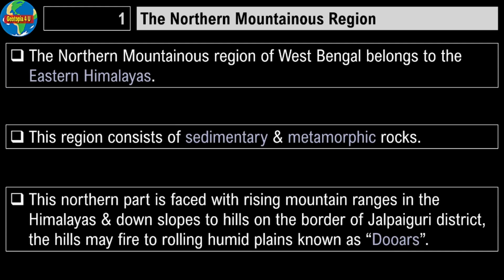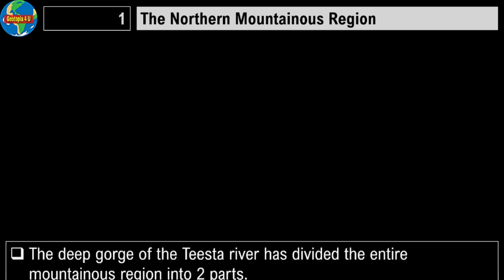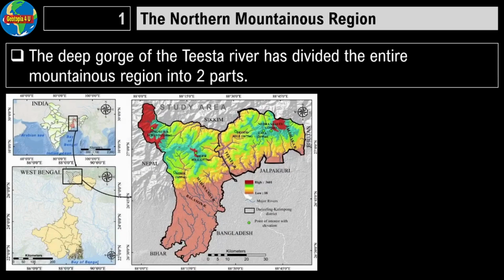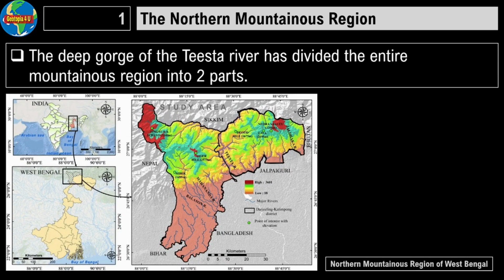This region consists of sedimentary and metamorphic rocks. This northern part is faced with rising mountain ranges in the Himalayas and downslopes to hills on the border of Jalpaiguri district. The hills merge into rolling humid plains known as duars. The deep gorge of the Tista River has divided the entire mountainous region into two parts.